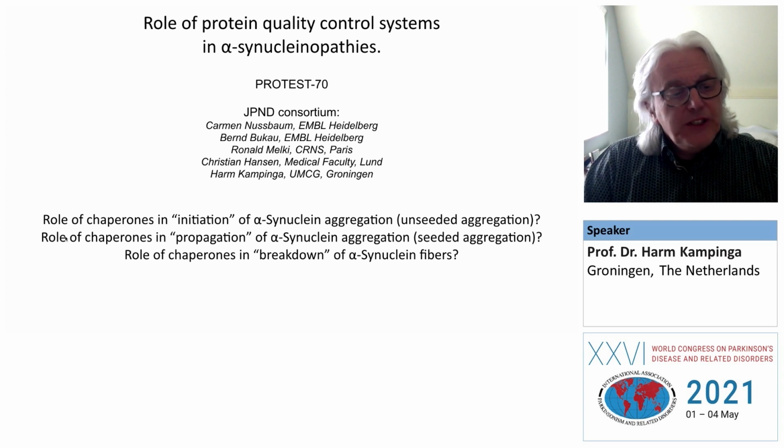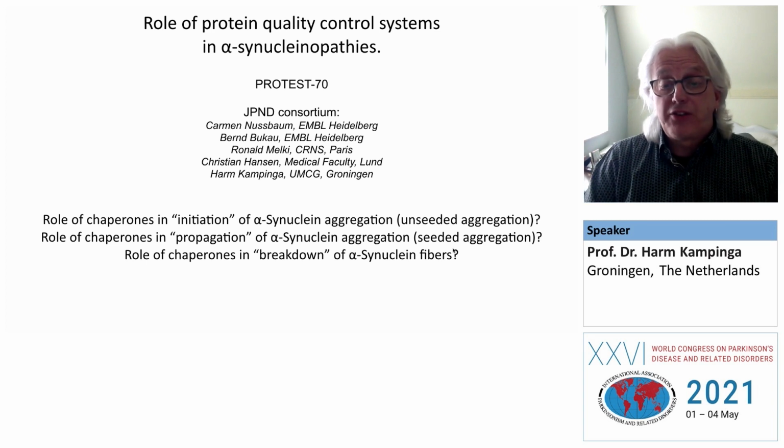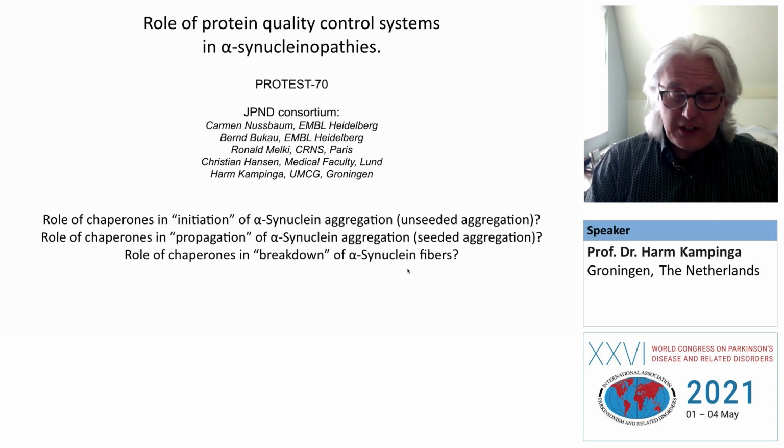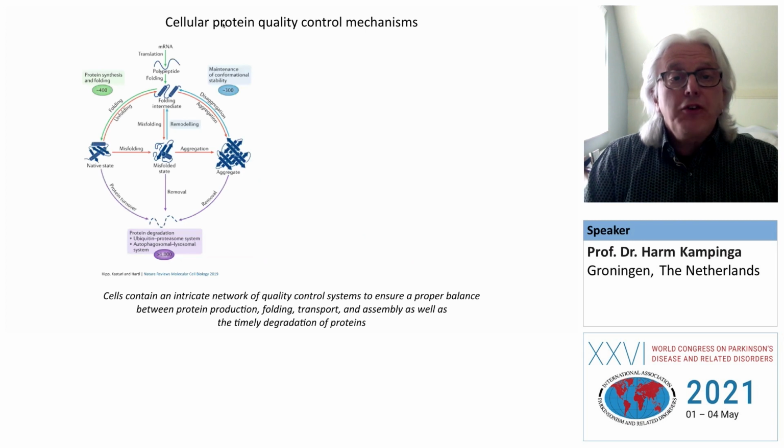And then in three phases: what actually causes the initial aggregation in a cell, unseeded, without any extracellular material being present yet? And then what role can these chaperones play in the propagation of alpha-synuclein aggregation, in what we refer to as seeded aggregation? And then, is there a possibility of the chaperones breaking down fibrils and being preventive in these diseases in such a manner? So, first of all, let me talk a little bit with you about protein quality control mechanisms.